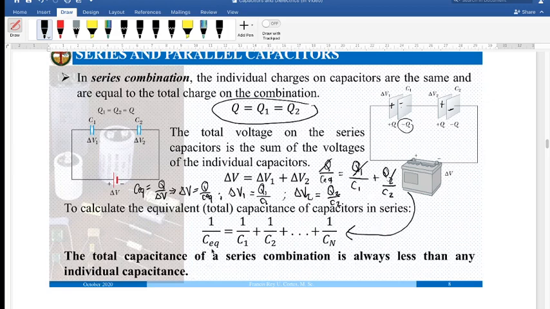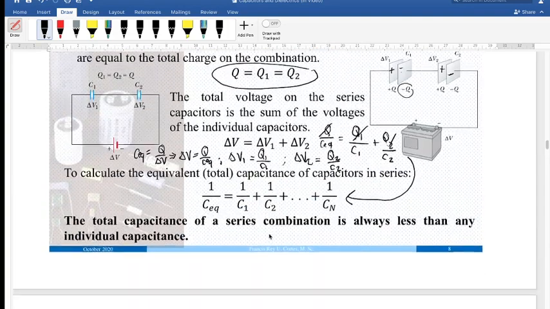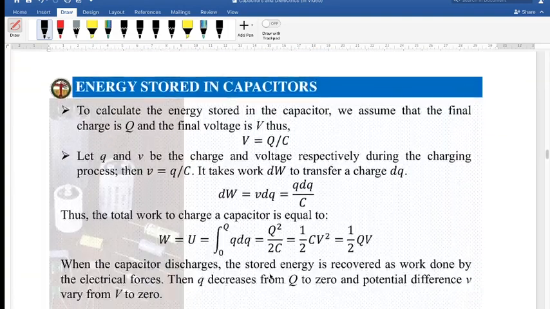So you can get the total capacitance of capacitors in series with this formula. Because of this formula, the total capacitance of a series combination is always less than any of the individual capacitances, okay? So if you want to minimize the capacitance of two or more capacitors, you can combine them in series, okay? So yeah, that's it.